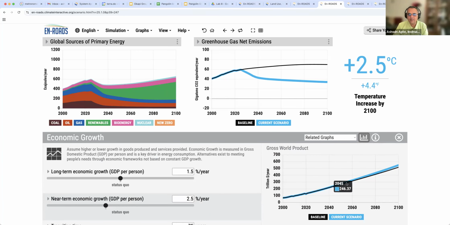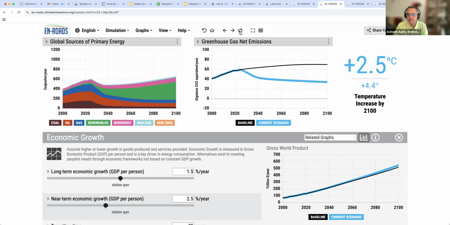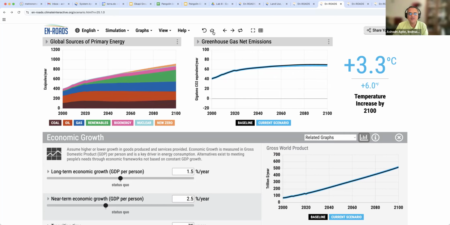So what is currently happening is economic growth by itself is not being impacted a whole lot. Let me replay that and show you what happens, right? It just goes up a little bit. There's another set of graphs. Actually, let me try to show you those.